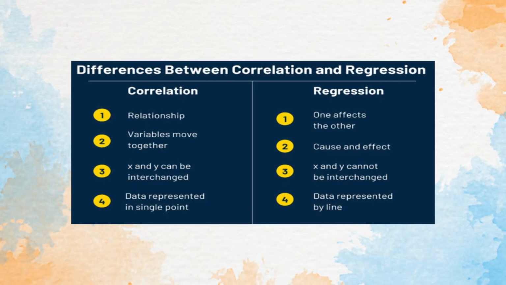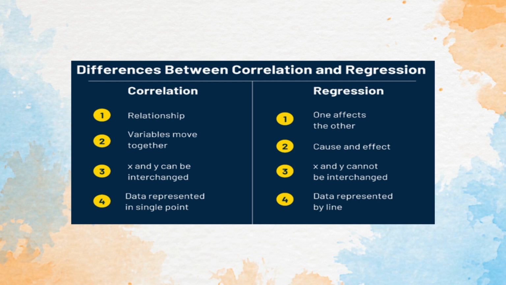When you talk about correlation, correlation is talking about the relationship, and regression is more about how one affects the other. So how one is going to affect the other, what is the cause and effect relationship that is there. So variables move together, and a cause and effect model is there when you talk about regression, whereas in correlation you will find the variables are moving one to another. So x and y can be interchanged as far as correlation is concerned, and when you talk about regression, x and y cannot be interchanged.